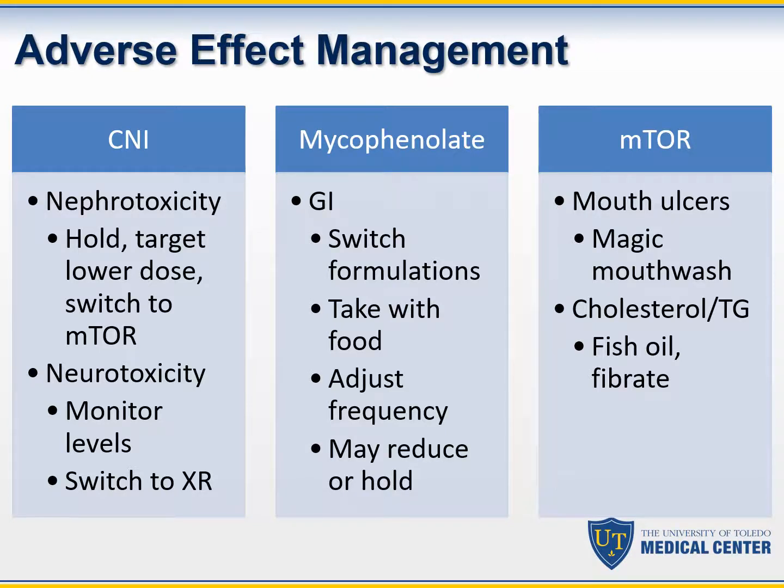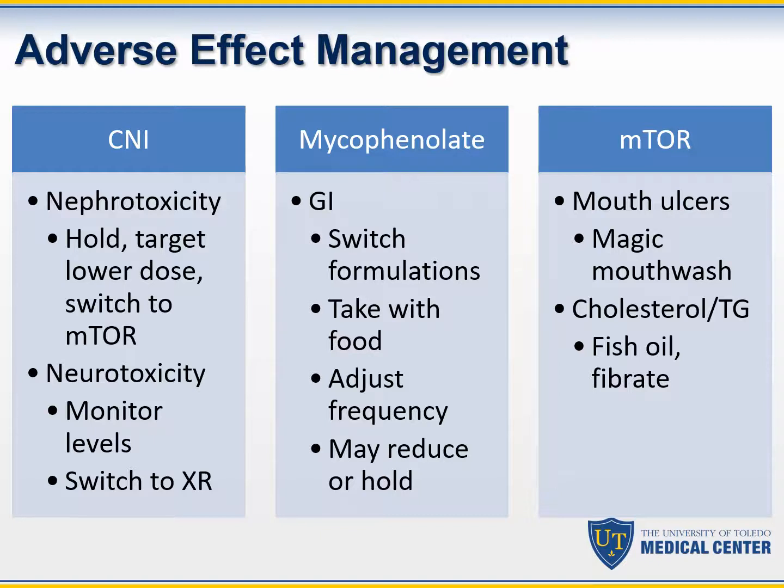So now we can get into some of the management of adverse effects in these patients and what to consider for holding doses. For your calcineurin inhibitors, so it'd be your tacrolimus and your cyclosporin, if these patients present with nephrotoxicity, you can consider holding the dose, or depending on the severity, you may target a lower dose, or you could possibly switch to an mTOR inhibitor, just depending on their presentation.